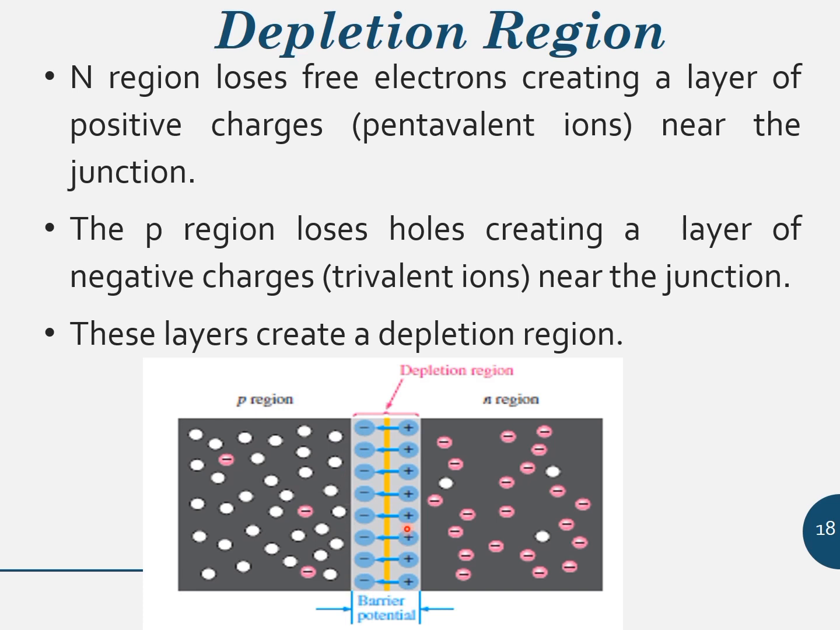These blue arrows between the positive and negative layers represent the electric field. As you can see, it is from N region to P region. The forces between the opposite charges are forming this electric field.